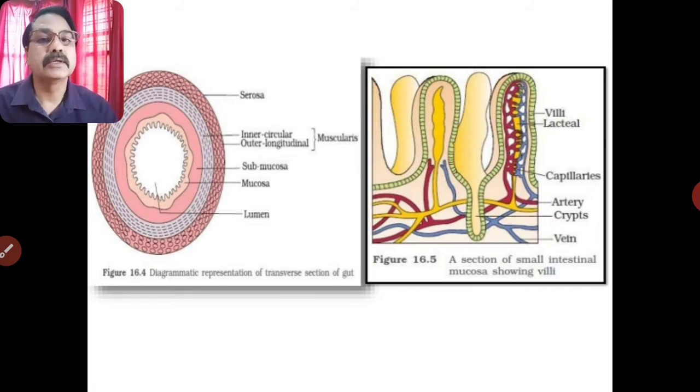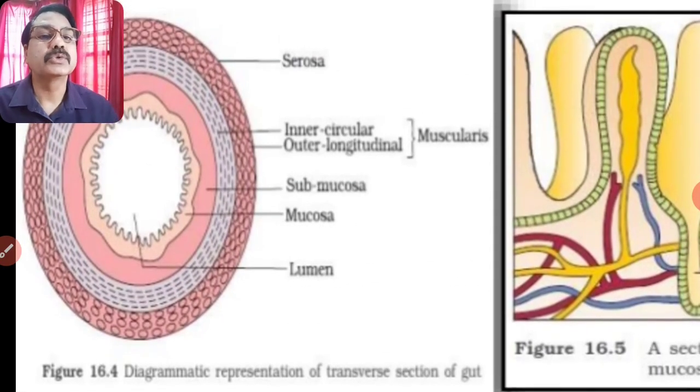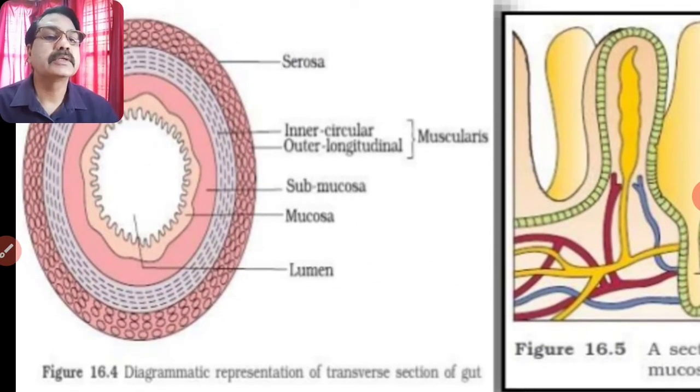Here you can see the transverse section of a gut. The alimentary gut has different layers. Serosa is the outermost layer. Then inner circular and outer longitudinal muscularis is the second layer, and submucosa is the third layer. Mucosa is the innermost layer, and the lumen is where the food passes from the mouth to the anus. This is the gut actually.